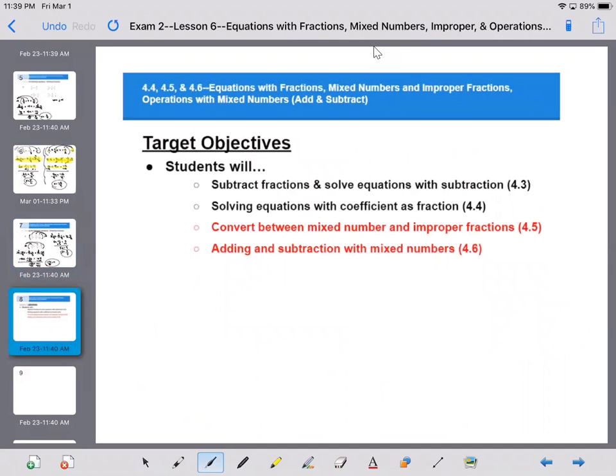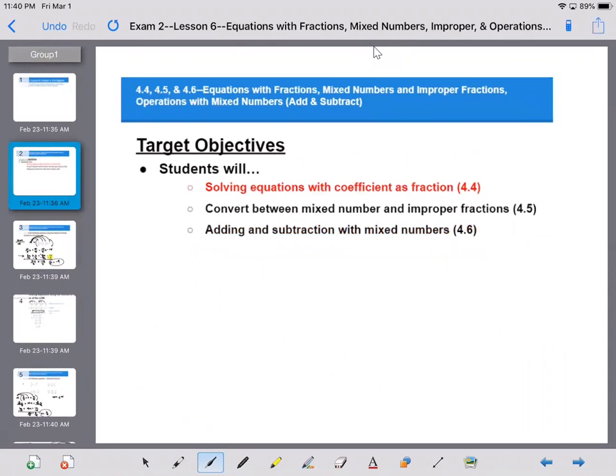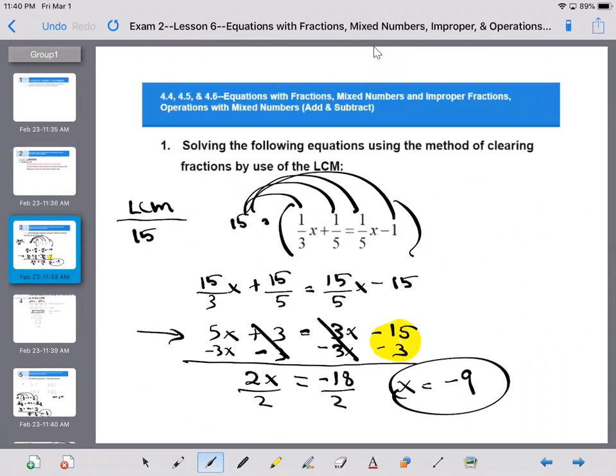So just kind of a review there, and that is figuring out when solving equations, it's just using that clearing method of the fraction. So it's all about figuring out what that LCM is and then multiplying it to all terms.